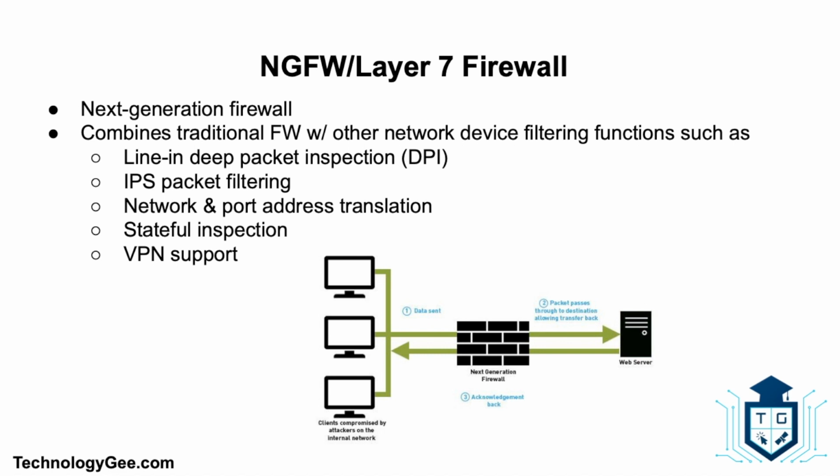Next-generation firewall. This is a part of firewall technology combining a traditional firewall with other network device filtering functions, such as an application firewall using in-line deep packet inspection, intrusion prevention system packet filtering, network and port address translation, stateful inspection, and VPN support. Other techniques might also be employed, such as TLS/SSL encrypted traffic inspection, website filtering, QoS bandwidth management, antivirus inspection, and third-party identity management integration, which uses things like LDAP, RADIUS, and Active Directory.